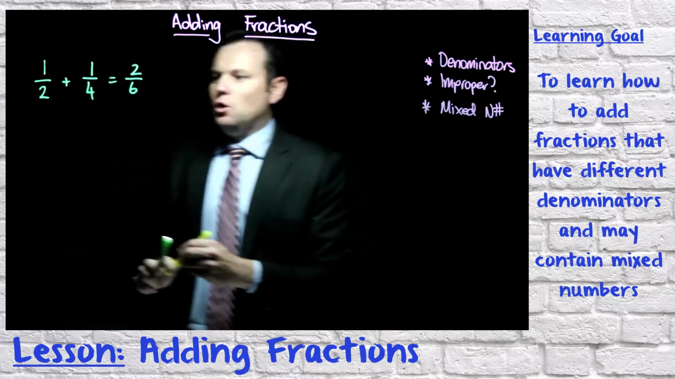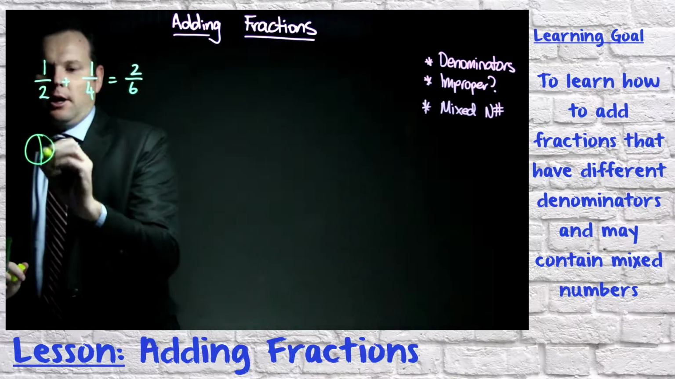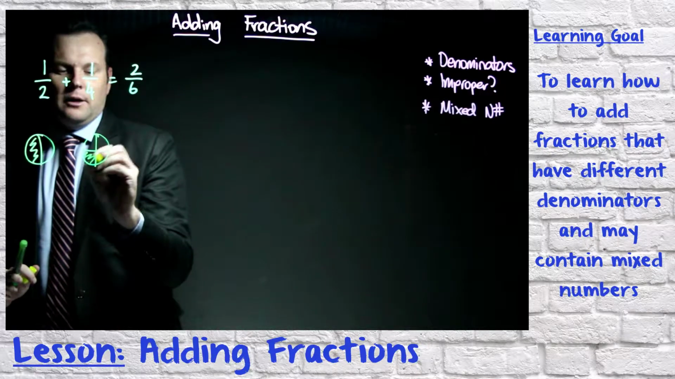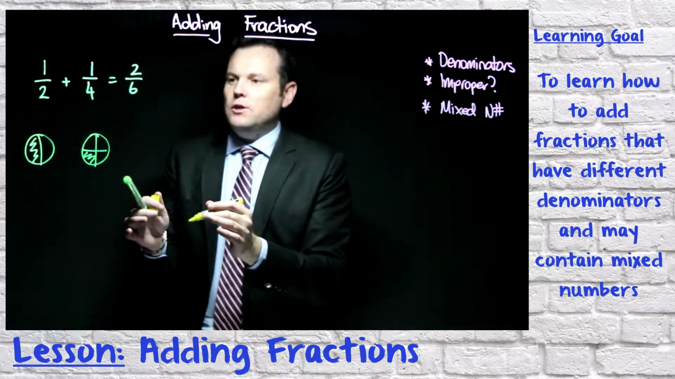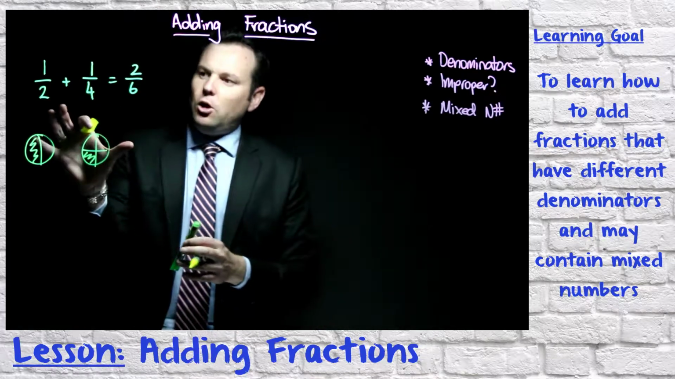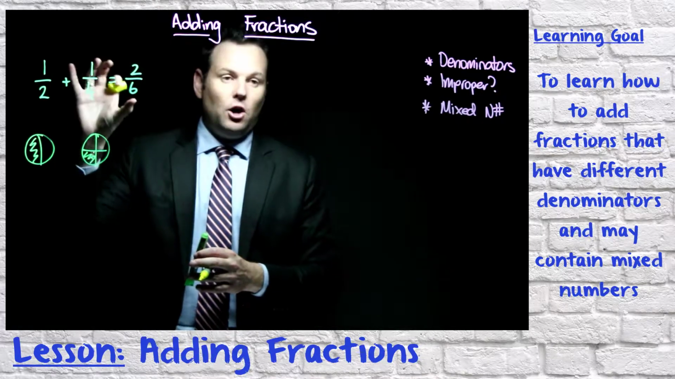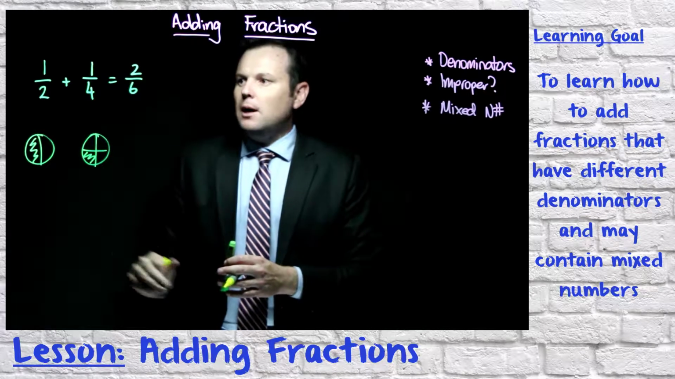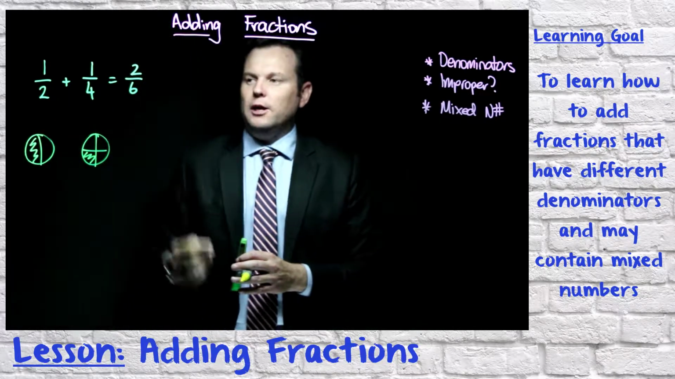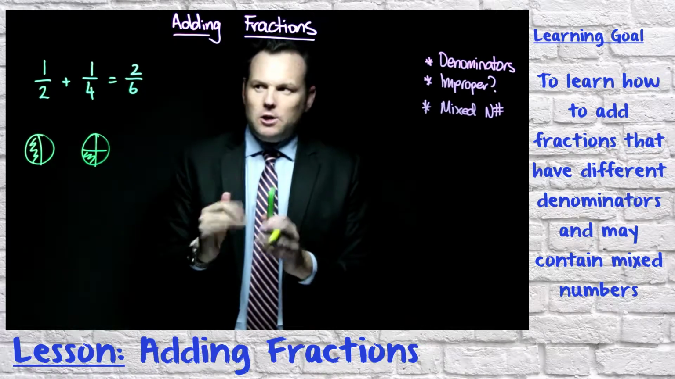Now what we could do is we could draw pictures, okay? So I've got 1/2, and then I've got 1/4, okay? And I could add those together through visual representation. But what we need to learn how to do is we need to learn how to find common denominators, okay? I follow a really simple rule when I find common denominators. And it goes like this.